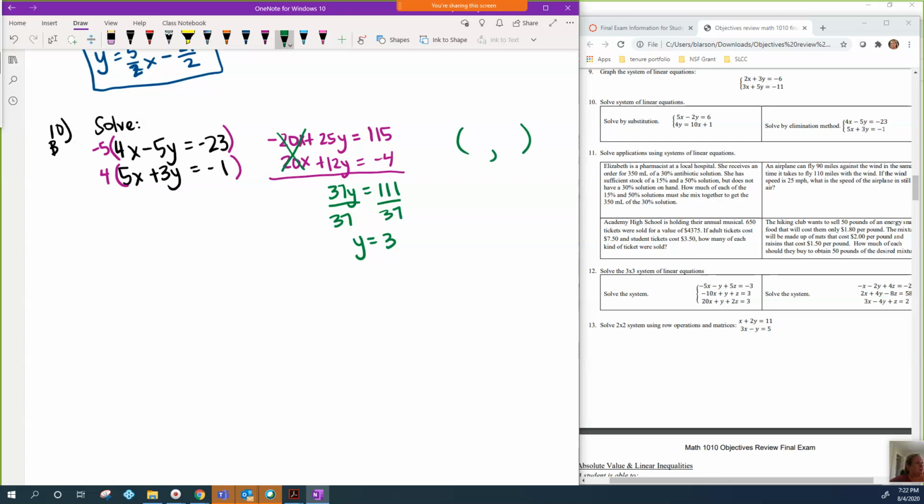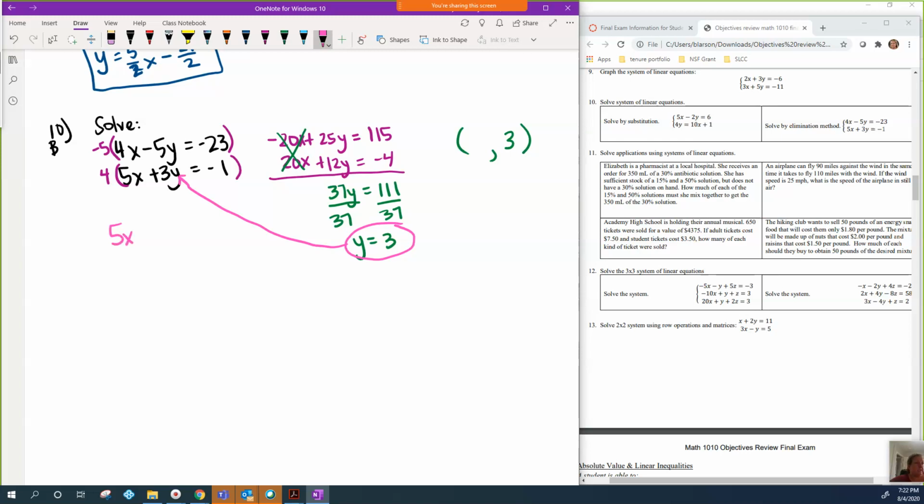Okay, so I know y is 3, so remember I'm going to write my answer as an ordered pair. So 3 is going to go here. And now I need to solve for x. And I can solve for x by putting 3 in place of y into either of the two equations. I'm going to choose the bottom one here to put it into.